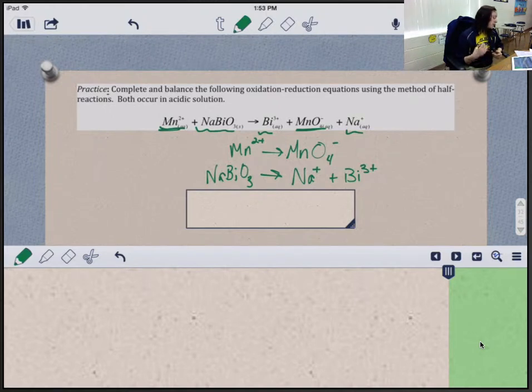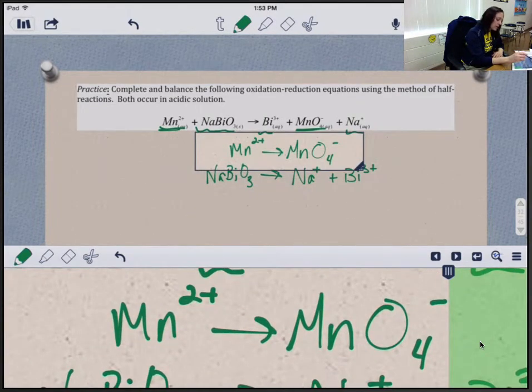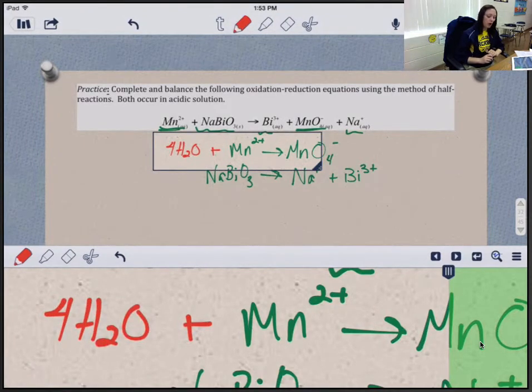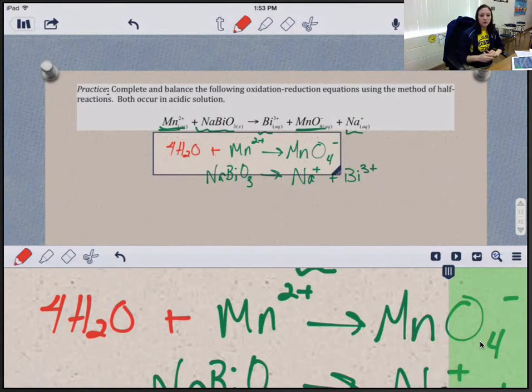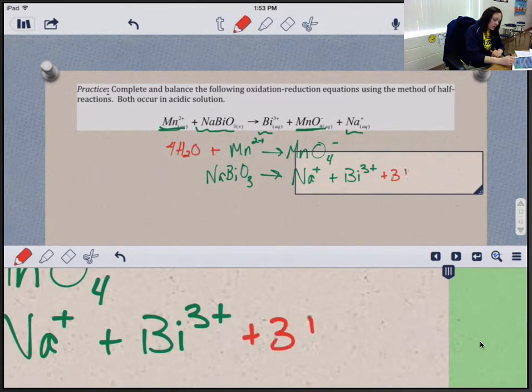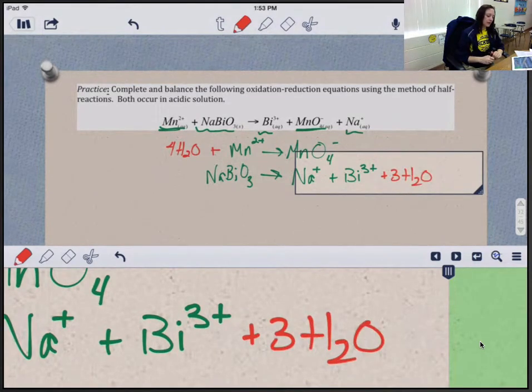So now I'm going to add water to balance out my oxygens. Because if you look here at this MnO4, I have 4 oxygens on one side and none on the other. So I have to add 4 waters to balance out those 4 oxygens on the right. I look at this bottom one and I say, okay, I've got 3 oxygens, so I've got to add 3 waters to the right because I had 3 O's on the left. Now I have 3 O's on the right. But now my H's are messed up.